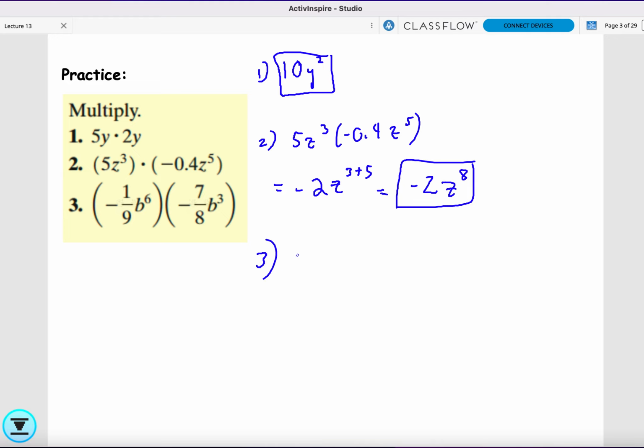Number 3, we're going to multiply negative 1 over 9 times negative 7 over 8. And it'll be b to the 6 plus 3. So negative 1 times negative 7 is positive 7. 9 times 8 is 72. And it'll be b to the 9th. And I believe the 7 over 72 is the most simplified we can get. Yep, so we're done here.